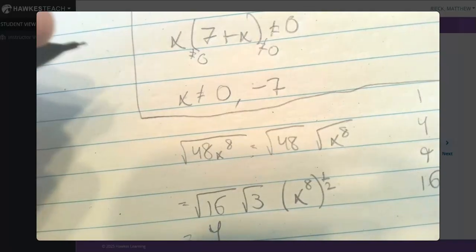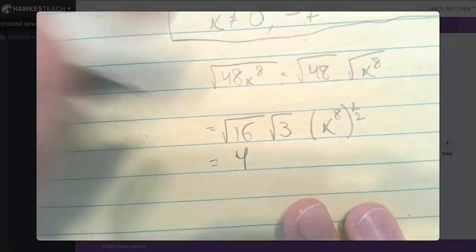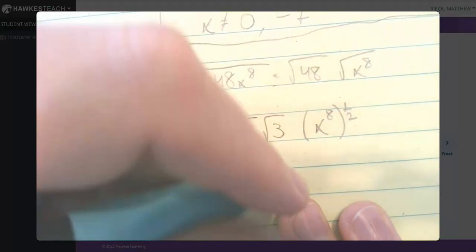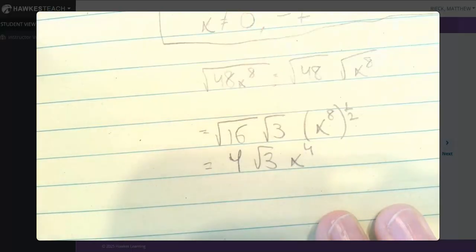I'll just start off by saying the square root of 16 is 4. Then we have the square root of 3. And 8 times 1/2 is going to end up being x to the 4th. So we end up with the expression 4x to the 4th times the square root of 3.